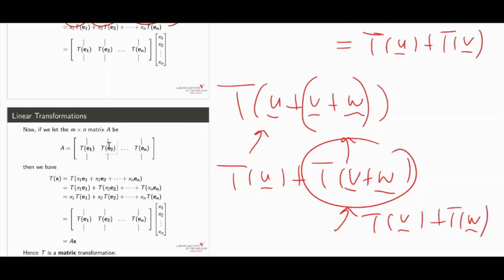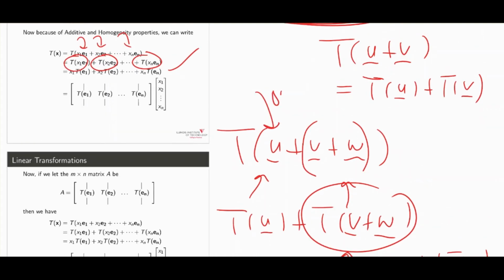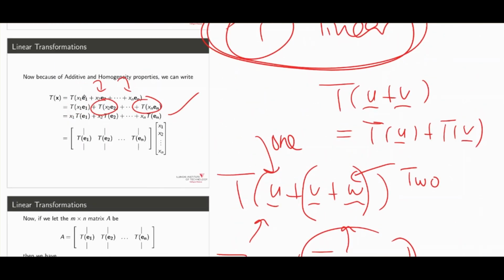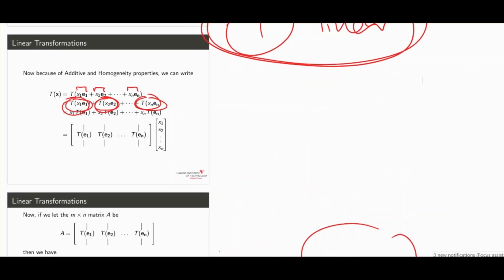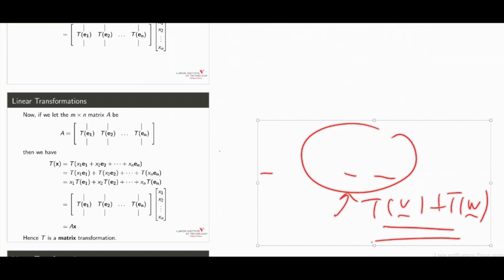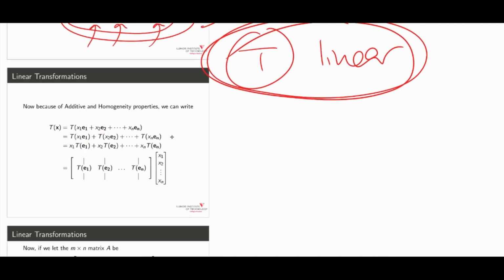So even though the additive property says that it holds for two vectors, I can change my perspective a little bit, treating this as one vector and this as another. So the additive property allows you to split all of this up, all the way to n vectors. T of all this can be split into T of this, all the way to T of this. This is nothing but the additive property, and we can use it because we are assuming T is linear.